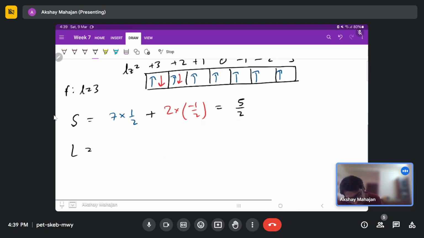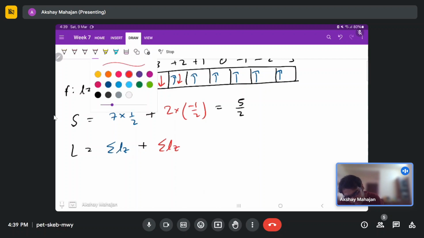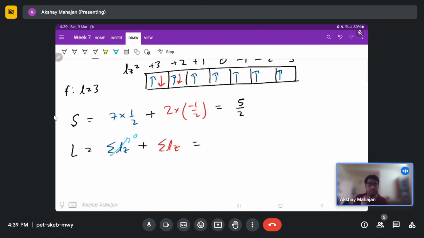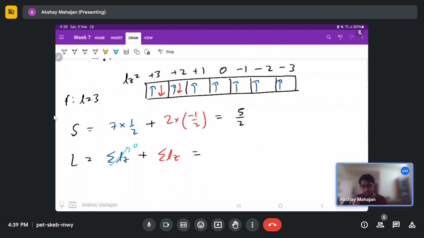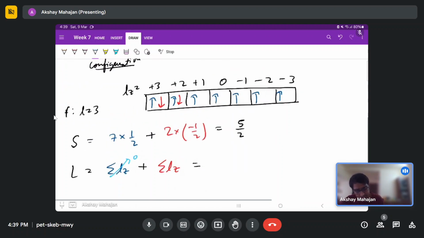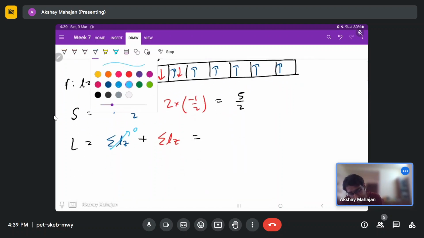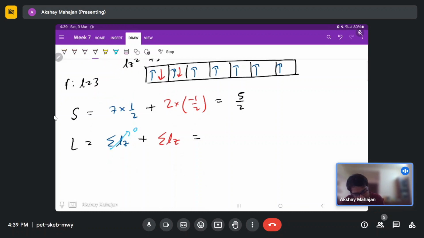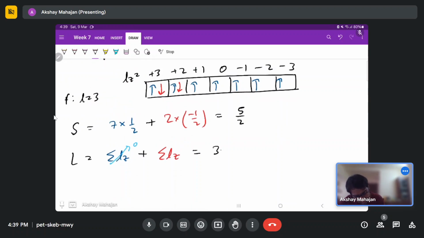L will be equal to the summation of Lz for spin up plus the summation of Lz for spin down. Now here the summation of Lz for spin up will be 0 because it has filled all the sub-shells. And we get a contribution only from the spin down, that will be 3 plus 2 equal to 5.